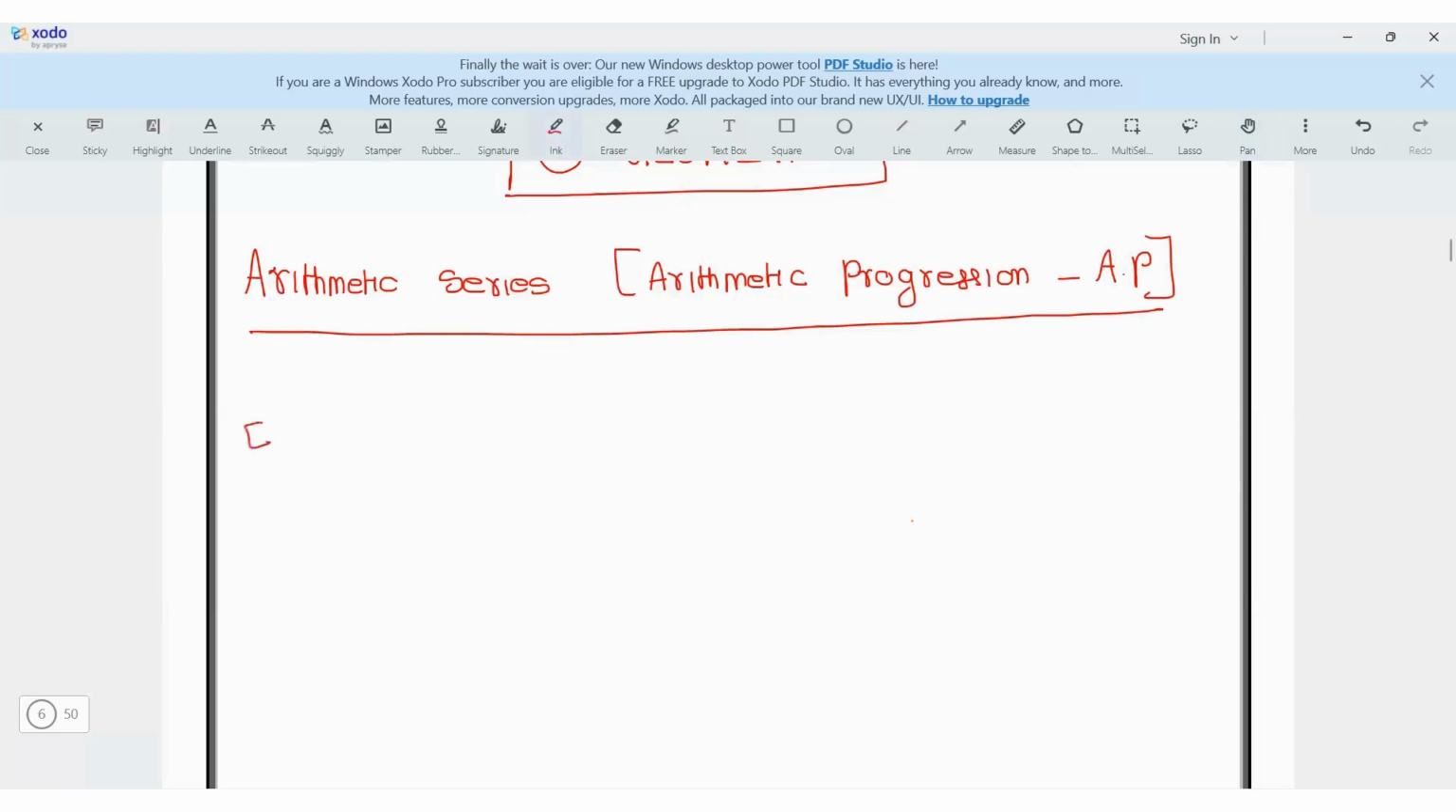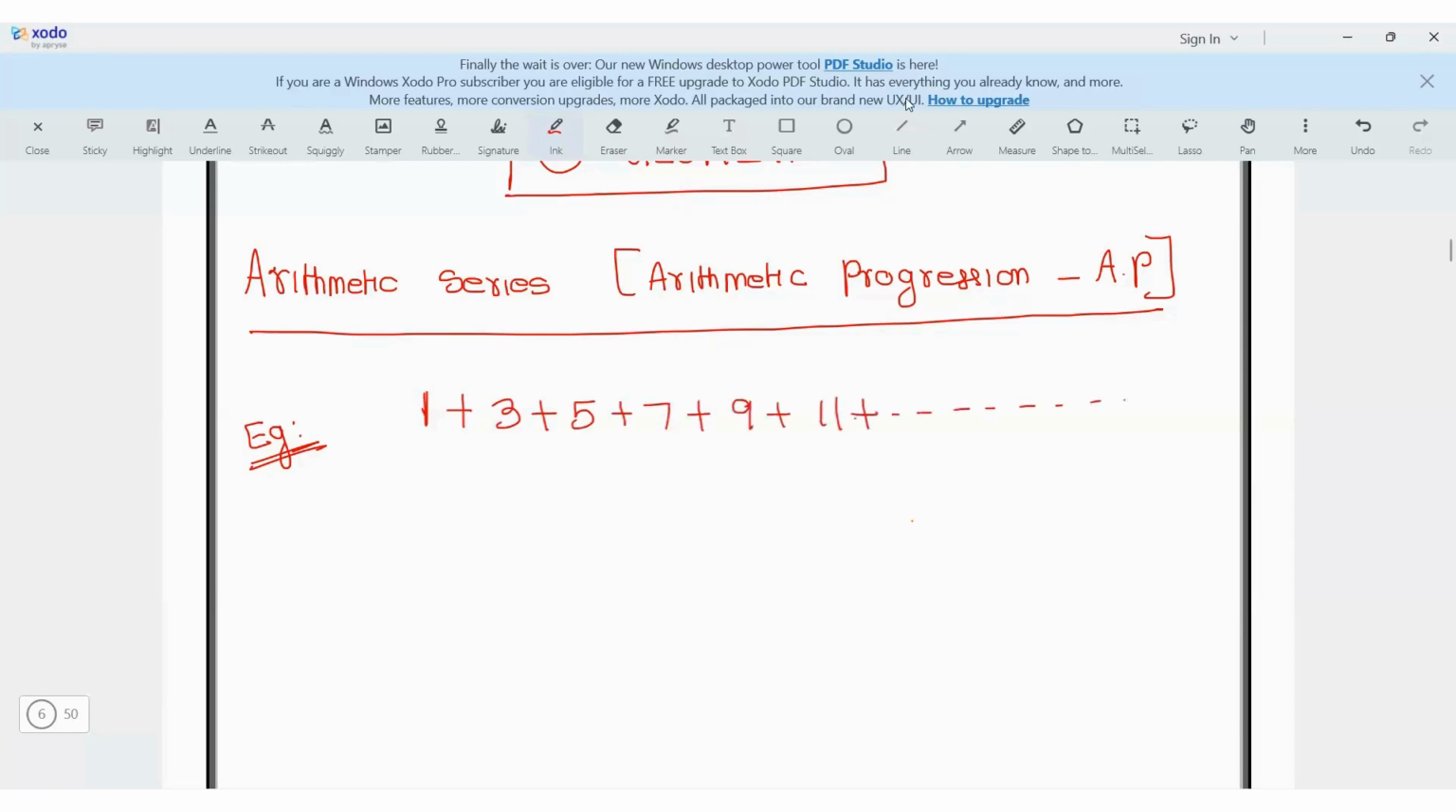Now I'll give you an example. We can start with an example. As I said, you are already aware of this one, but you have to study more formulae here. So, for example, if I have a series like this: 1 plus 3 plus 5 plus 7 plus 9 plus 11 and so on.